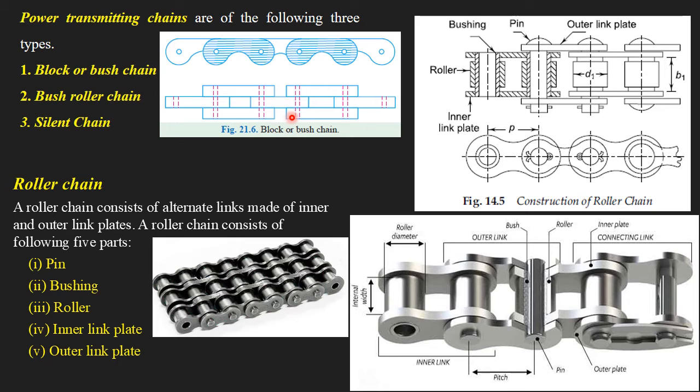So these chains are simple in construction, but the problem is they are heavy and the efficiency is also lower. These chains you can normally see in bicycles, but they are slightly heavier and less efficient. So this is the construction related to block or bush chain. I will not be going into detail regarding the silent chain, that is the inverted chain drive, which you can refer to yourself. Our concentration will be more on the roller chain.